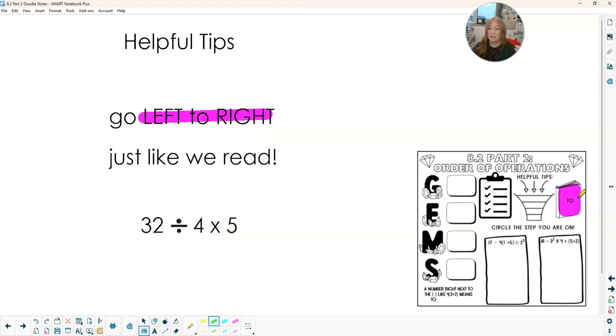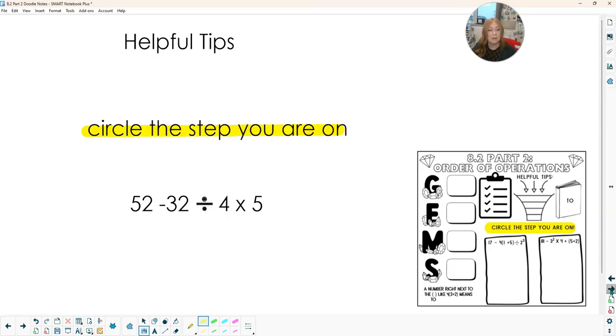And we go left to right, just like we read a book. Start on the left, work over to the right. So if I'm doing this problem here, I have to do 32 divided by 4 first, because that's what I come to when I read, right? Multiply and divide are the same level. I came to a division problem first. I can't do the multiply and then go back. I have to divide, then multiply. You would be surprised how many people would get that wrong.